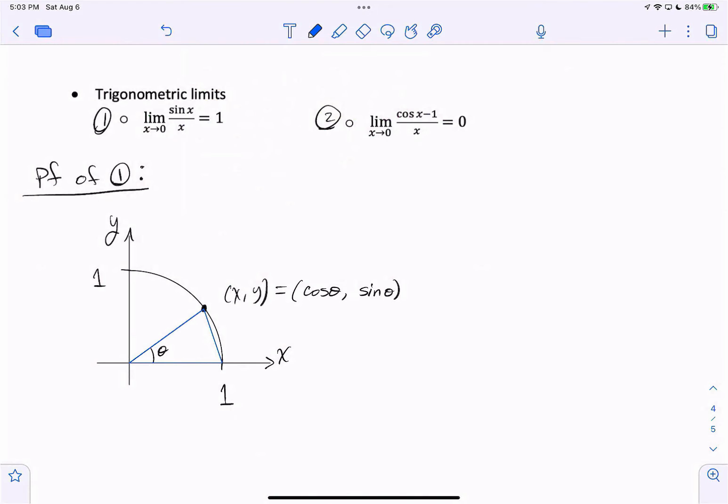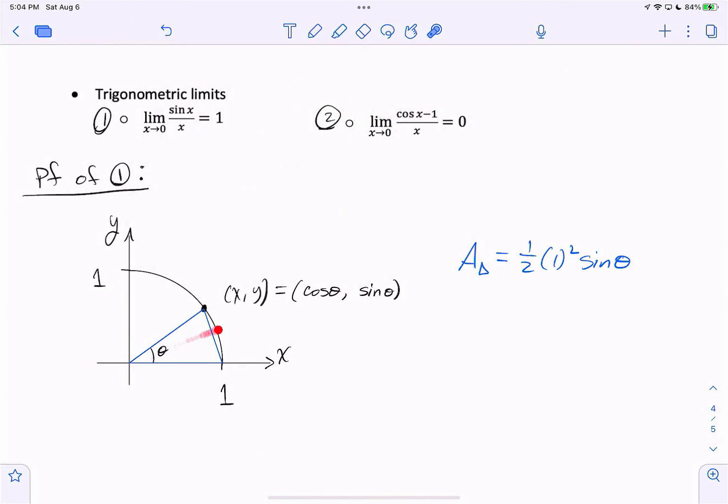with one vertex at the origin, one vertex at the point xy, and one vertex at the point 1, 0. The area of that blue triangle, well, the area of a triangle is 1/2 AB times the sine of the angle between them. Since the radius is 1 and that happens twice, the area is equal to 1/2 times 1 squared times the sine of theta.